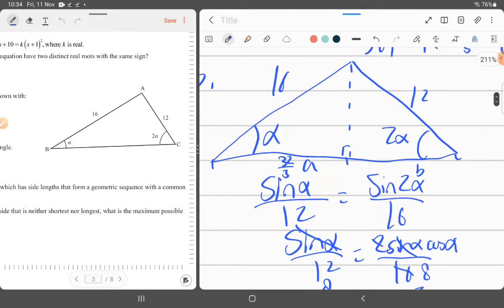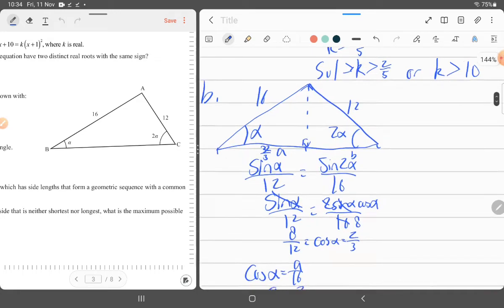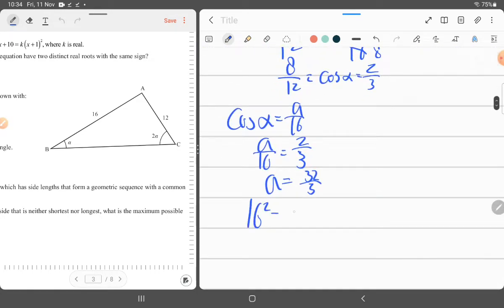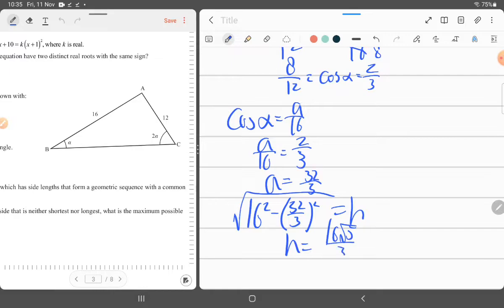Then we can get this height using Pythagoras, because this is a right angle triangle. So height equals the square root of 16 squared minus (32 over 3) all squared. Let me just get the square root of 16 squared minus (32 over 3) all squared. So height is equal to 16 square root of 5 over 3.